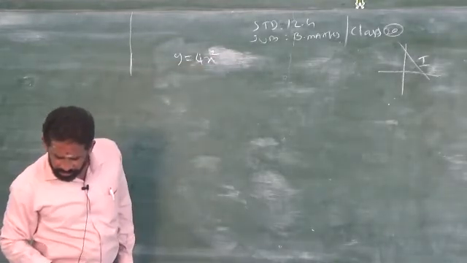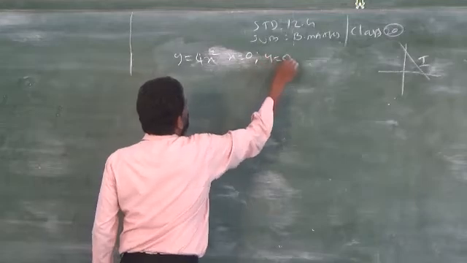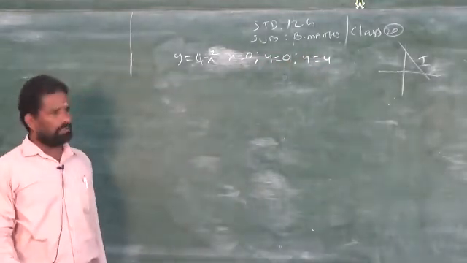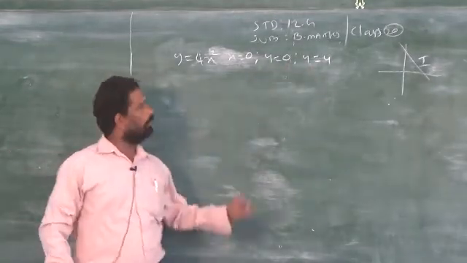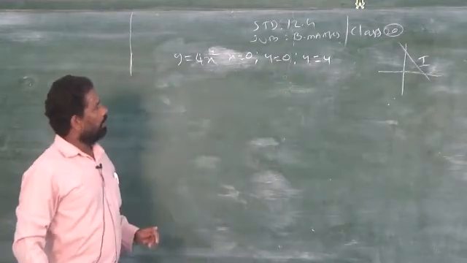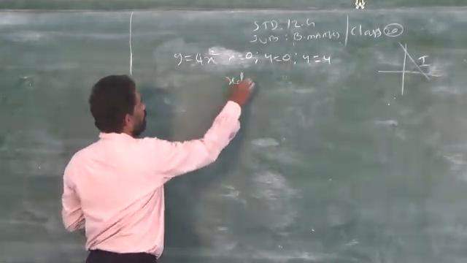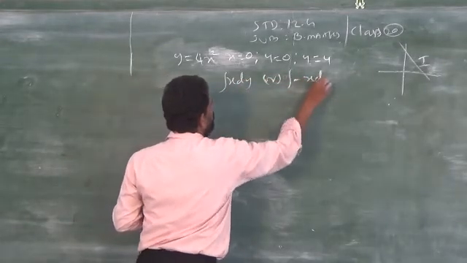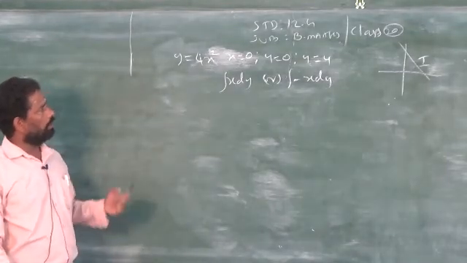4x square, the limits are given: x is equal to 0, y is equal to 0 and y is equal to 4. So here we got both x limits as well as y limits, but we have two limits for which axis? Y axis. Therefore, we have to take y. When y limits are given, we have two formulas. One is x dy, another one is minus x dy.